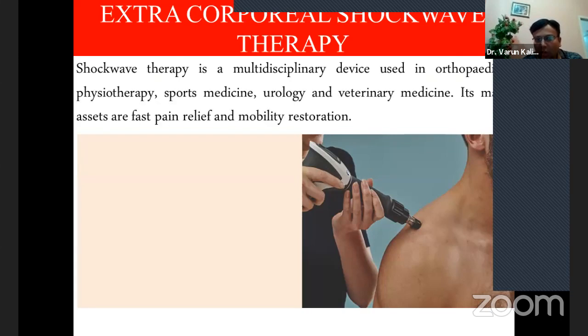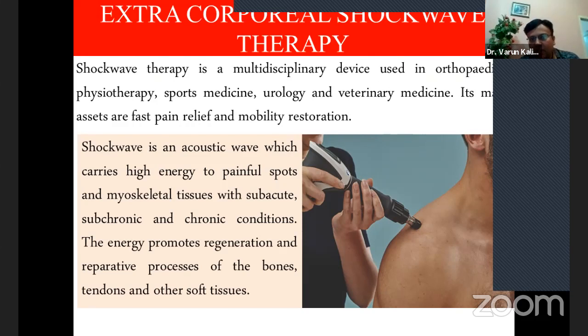So what is it? Shockwave therapy is a multidisciplinary device used in orthopedics, physiotherapy, sports medicine, urology, and veterinary medicine. Its main assets are fast pain relief and mobility restoration. And how will we gain this pain relief and mobility restoration?